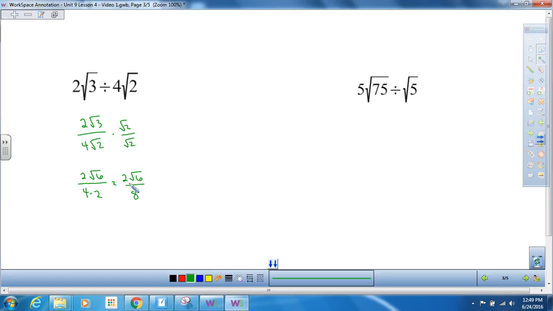Square root of 6 does not simplify, but I can reduce my 2 over 8 and end up with square root of 6 over 4. Okay, so a lot of simplifying here. Feel free to pause it and try doing the next one.